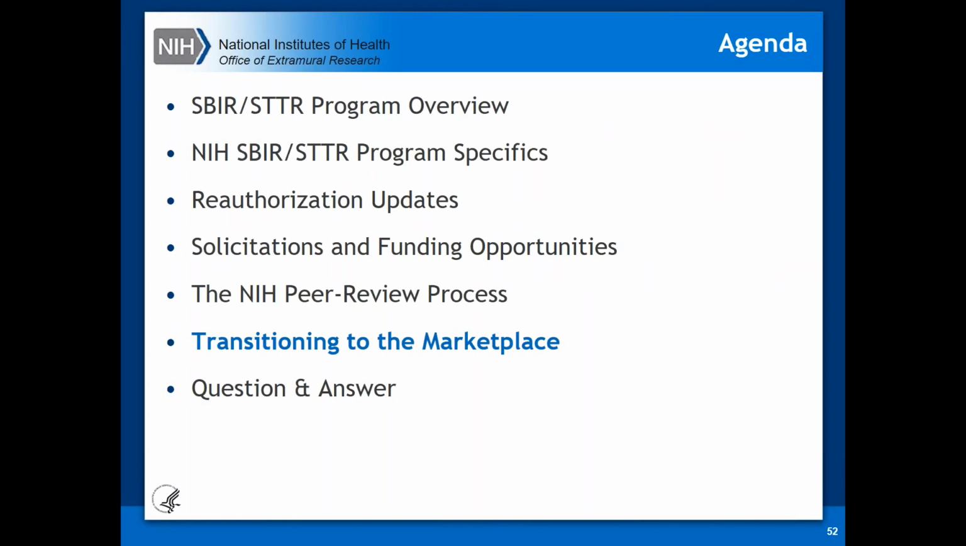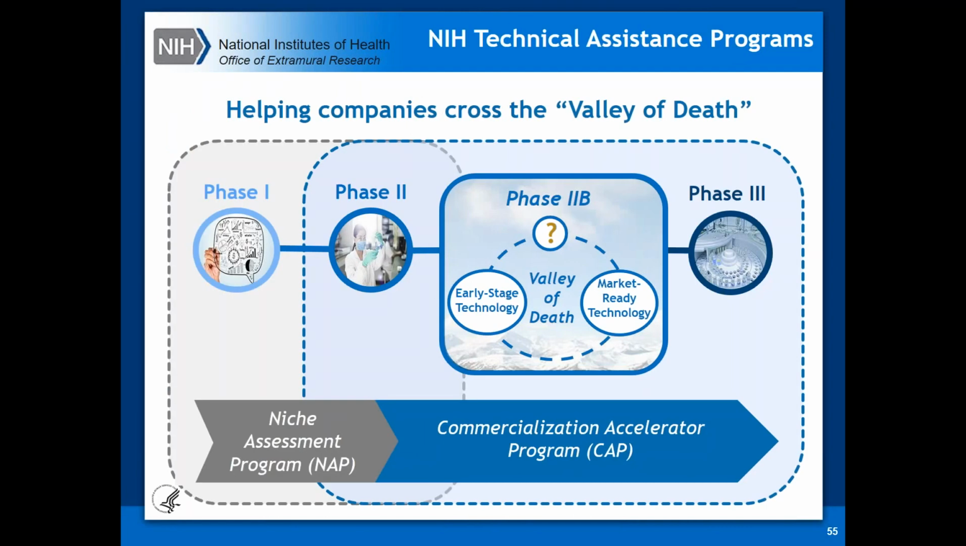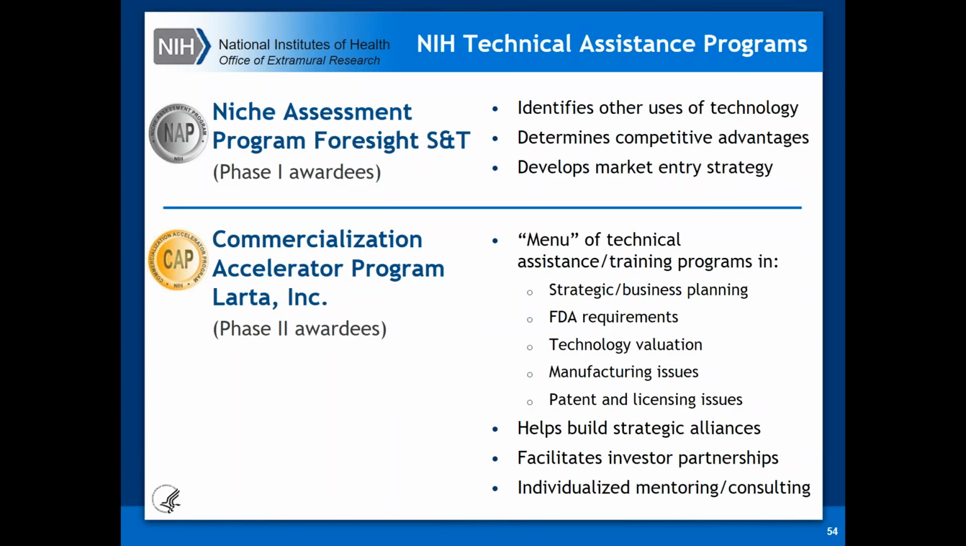And let's see now. One of the other keys here is transitioning to the marketplace. As I noted earlier about Phase 3 commercialization, we don't fund Phase 3 through the SBIR program, but that's not to say that we don't have technical assistance programs. We do have technical assistance programs that help companies cross the valley of death, basically, to get to commercialization. We have the Niche Assessment Program and the Commercialization Accelerator Program, which I'm in. Let's go to the next slide. As you can see, the Niche Assessment Program is available to Phase 1 awardees. It helps to identify other uses of your technology, determines competitive advantages, and develops a marketing entry strategy. You would apply to the program as long as there's availability.